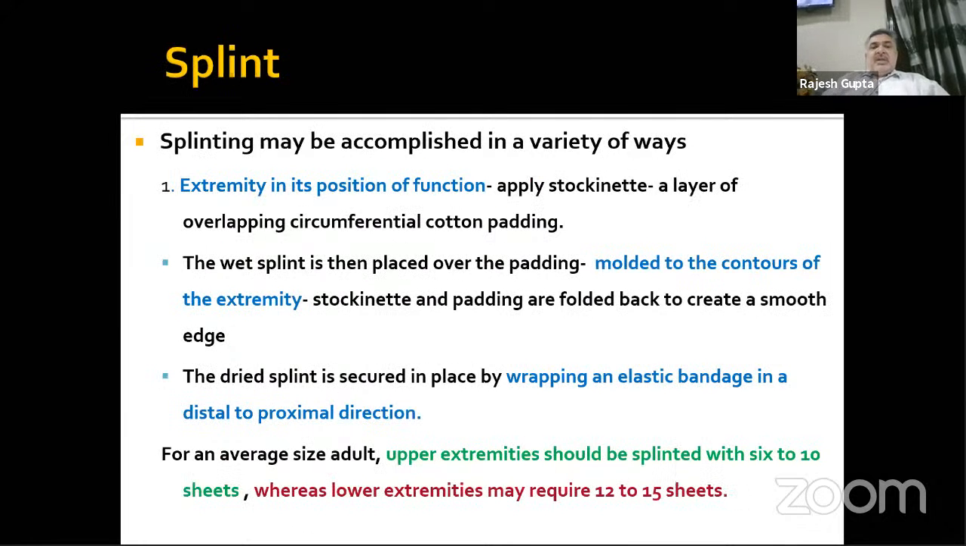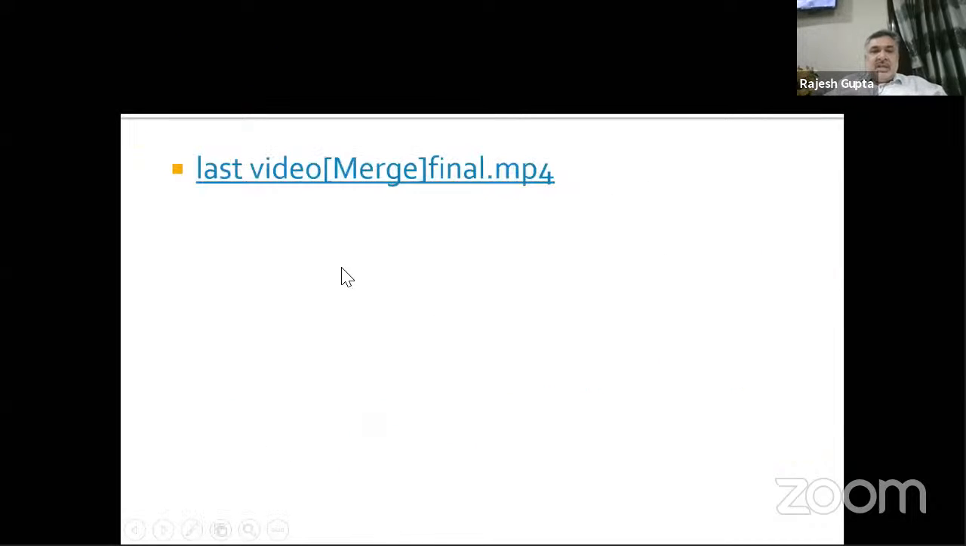Now, splinting can be accomplished in many ways. The first one is how to apply a proper slab. So this is a video to show how we apply a proper slab. Okay, so we are going to mark the extent of the slab.